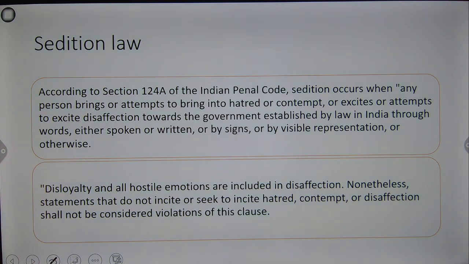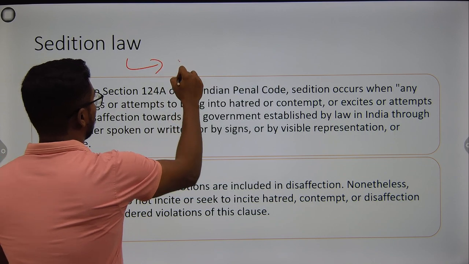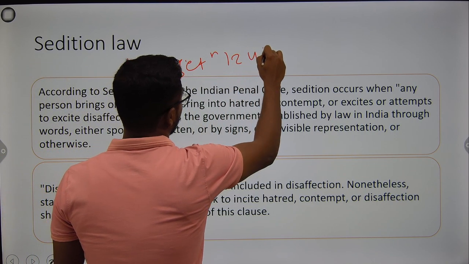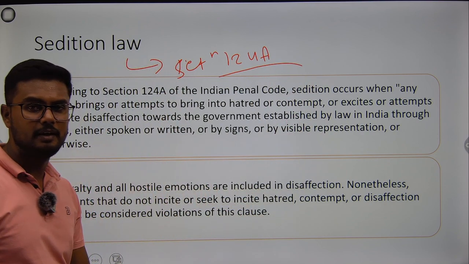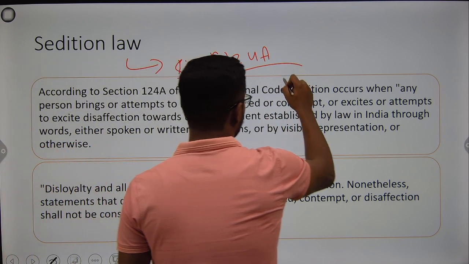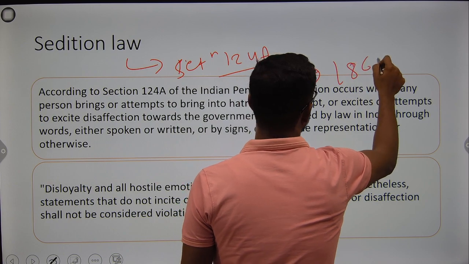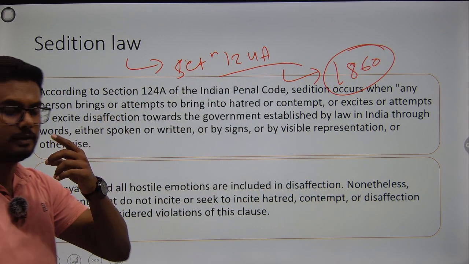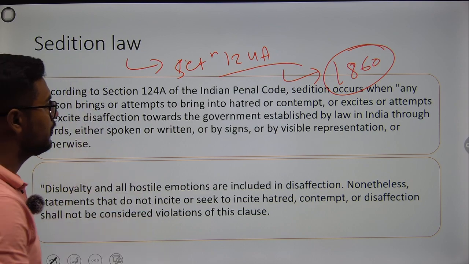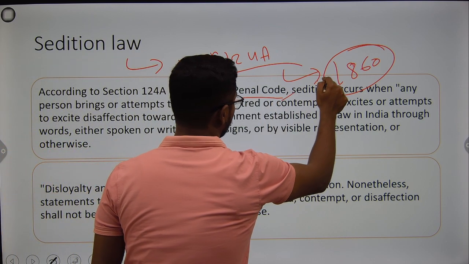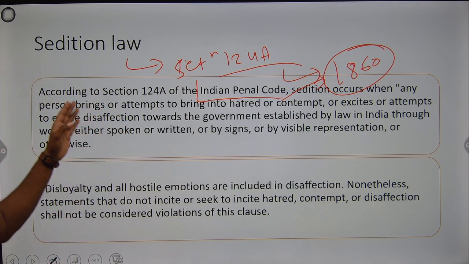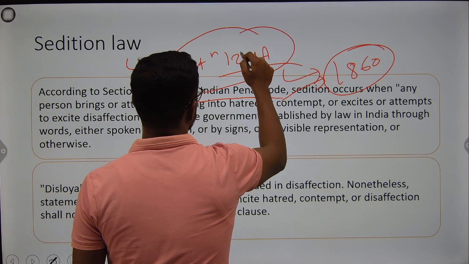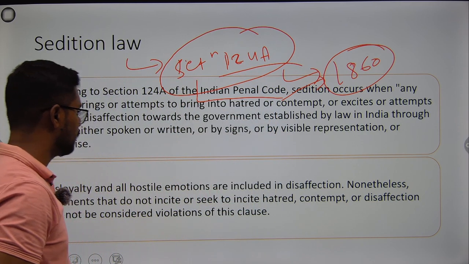Next we have the sedition law. It has been mentioned under Section 124A of the IPC, that is the Indian Penal Code, which was enacted in the year 1860. It existed even before the introduction of the Indian Penal Code in 1860 in various other forms, but with the introduction of the Indian Penal Code in 1860, this law was made a statute or a strict provision.